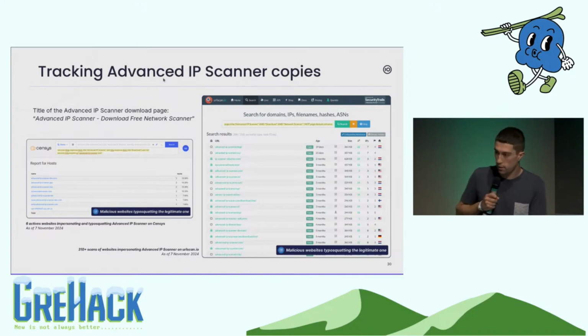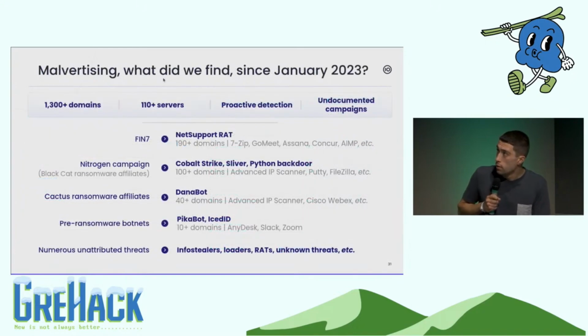And what are the results of this methodology? We are applying this methodology since January 2023 for dozens of legitimate websites. And we found more than 1,300 domain names and more than 100 servers. It allows us to do some proactive detection in our customer environment, but also to find undocumented campaigns.